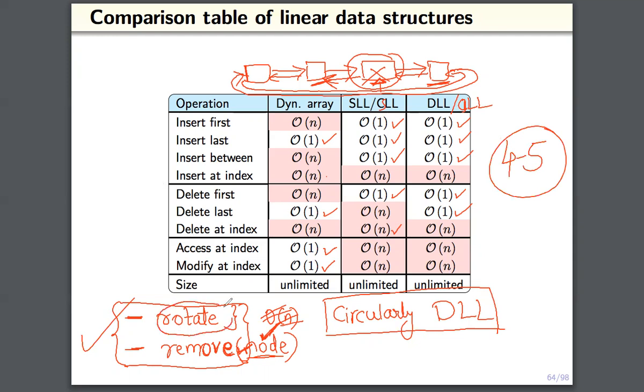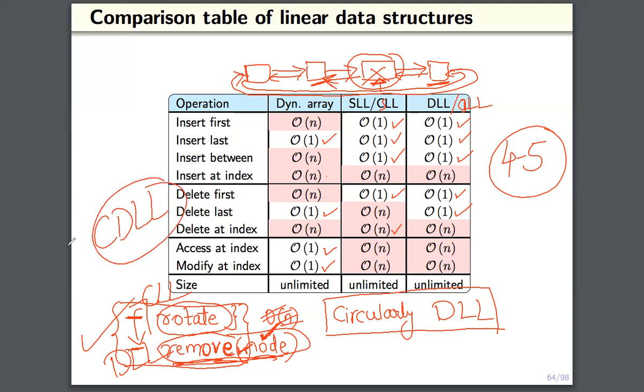you know you have to use the rotate function. Rotate is awesome in CLL. You know you have to use the remove function. Remove is excellent in DLL. Why don't we combine both CLL and DLL? So CDLL. So identify for every operation what is the best data structure, and then try to combine them in some possible way, in a good way, so that you get the best of both worlds.